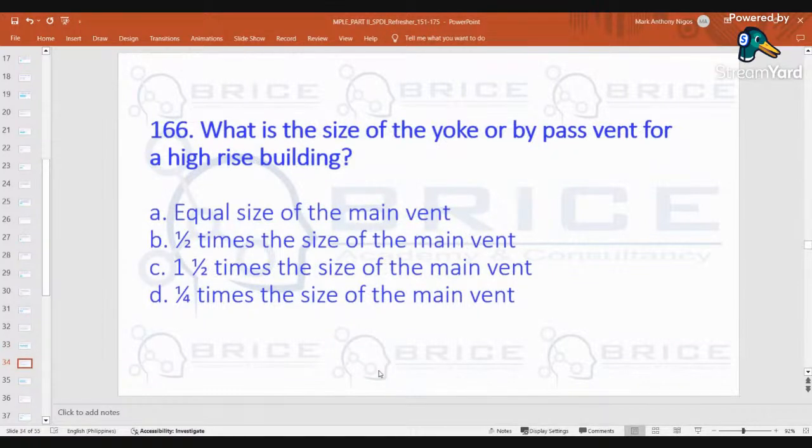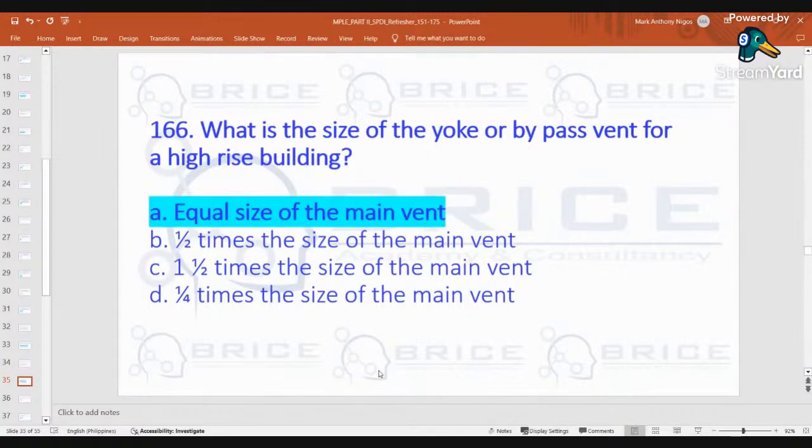166. What is the size of the yoke or bypass bent for a high-rise building? The answer is equal size of the main bent. What is the size of the yoke or bypass bent for a high-rise building? The answer is equal size of the main bent.